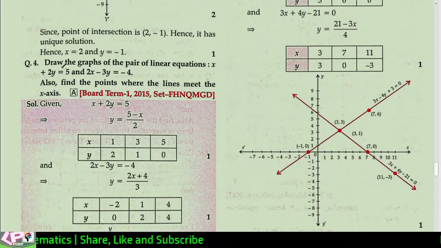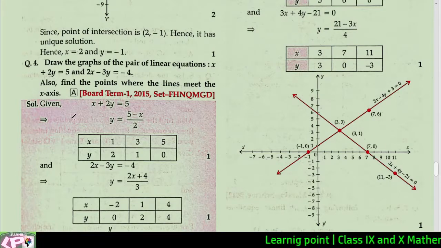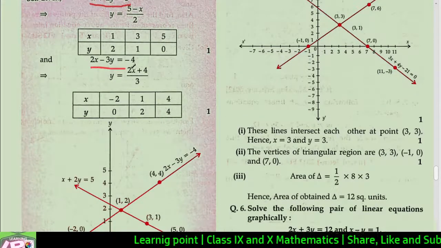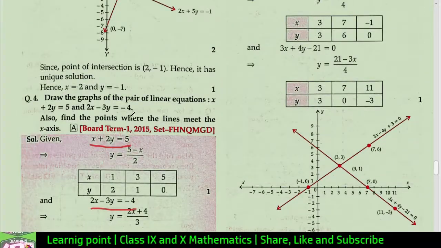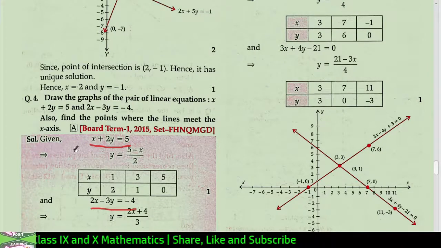Okay, so now look here. Draw the graphs of the pair of linear equations. These two equations, also find the points where the lines meet the x-axis. So now you can write the solution table for these two equations, and you can draw the graph also. So now the question is, also find the points where the lines meet the x-axis.